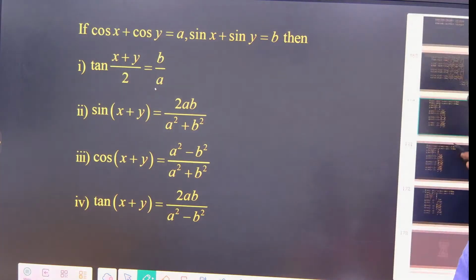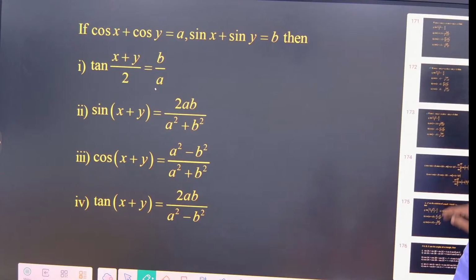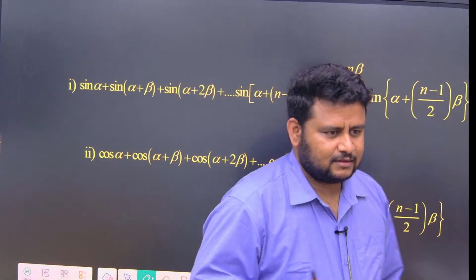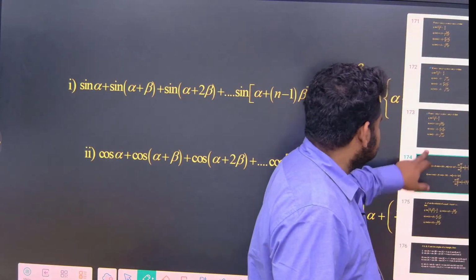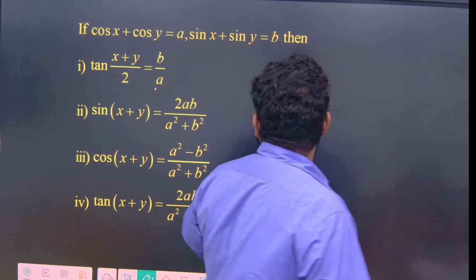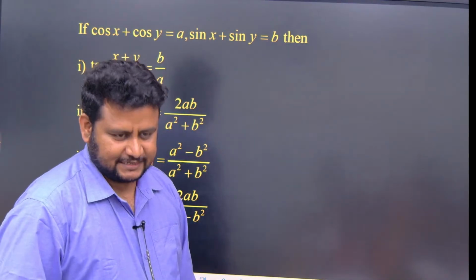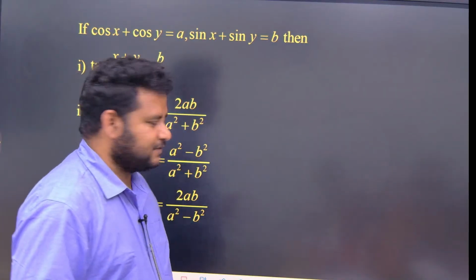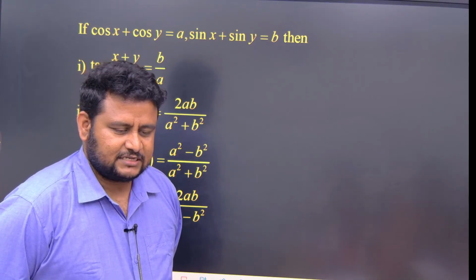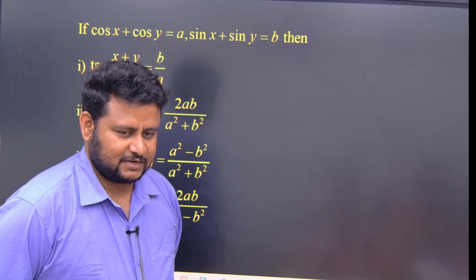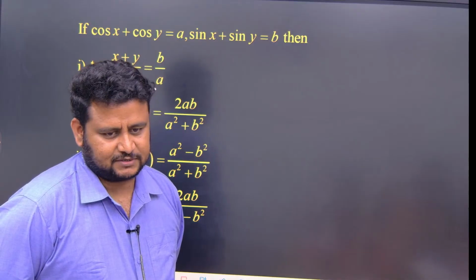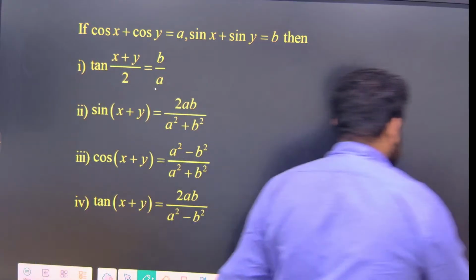Okay, this is similar to that. Just remember it, okay? Fine, you write it down. See, tan of (x plus y) by 2 is b by a. In terms of that, sin of x plus y is 2ab by a square plus b square. Cos of x plus y is a square minus b square by a square plus b square. But when it comes to tan, it is 2ab by a square minus b square. Clear?